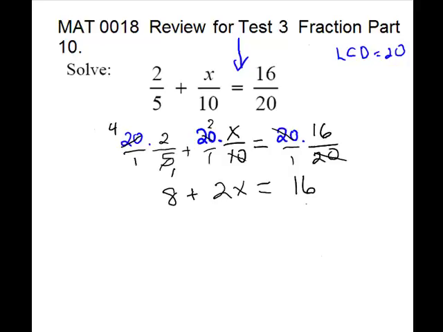Now you have a plain equation with no fractions. You're going to isolate the variable, work on the side with the x. So first you need to take off the 8. It's turned around a little bit, but whatever's added or subtracted.